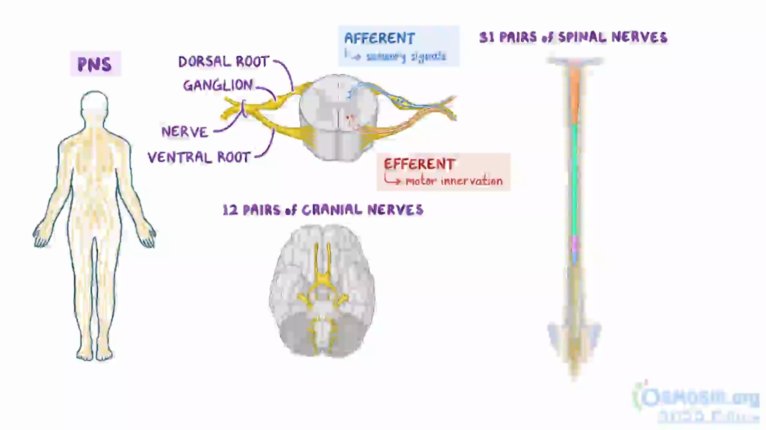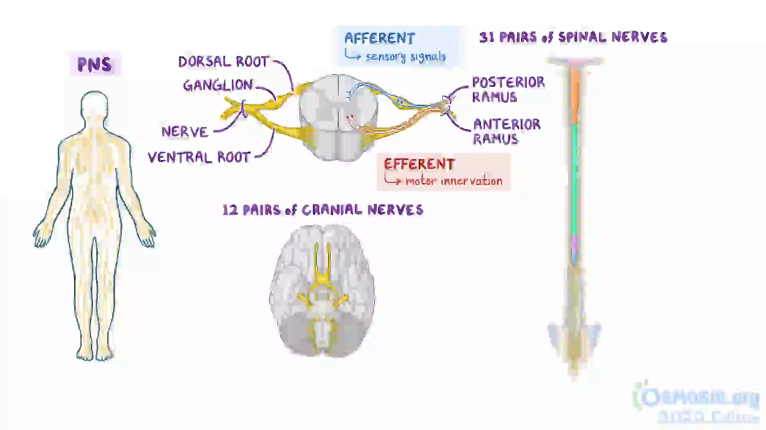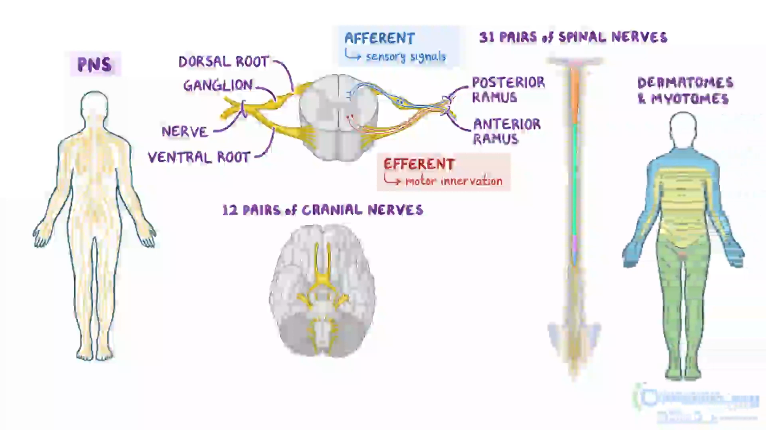The short spinal nerves then branch into anterior and posterior rami. Dermatomes and myotomes are segments of the skin and underlying muscles that correspond to the areas innervated by each spinal nerve.